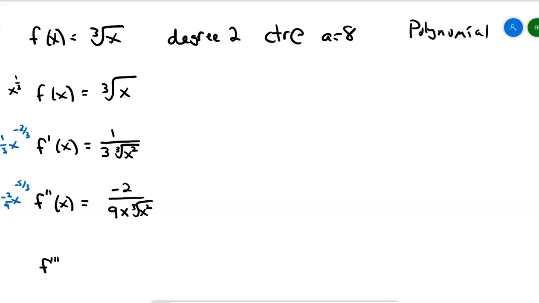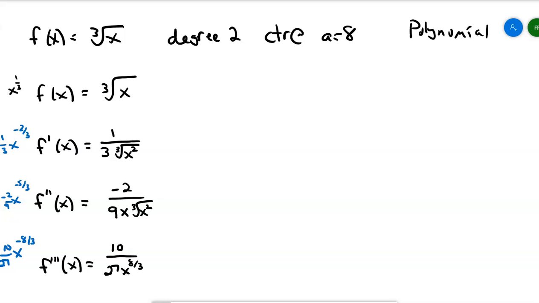And then the third derivative I'm going to find because I'm going to need it in a minute, not immediately, but while I'm on the track of deriving, let's do it one more time. 5 times 2 is 10, 3 times 9 is 27, 2 negatives make a positive, so there's my coefficient. It'll end up being x to the negative 8/3. All right, so this one will end up being 10 over 27 x to the 8/3.